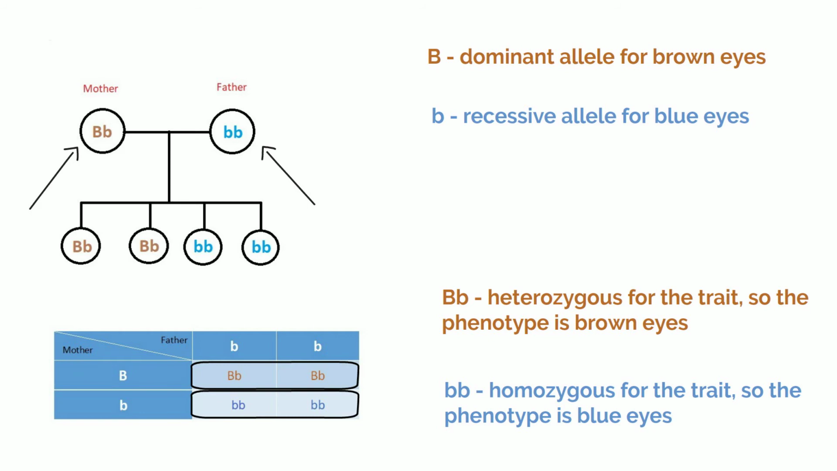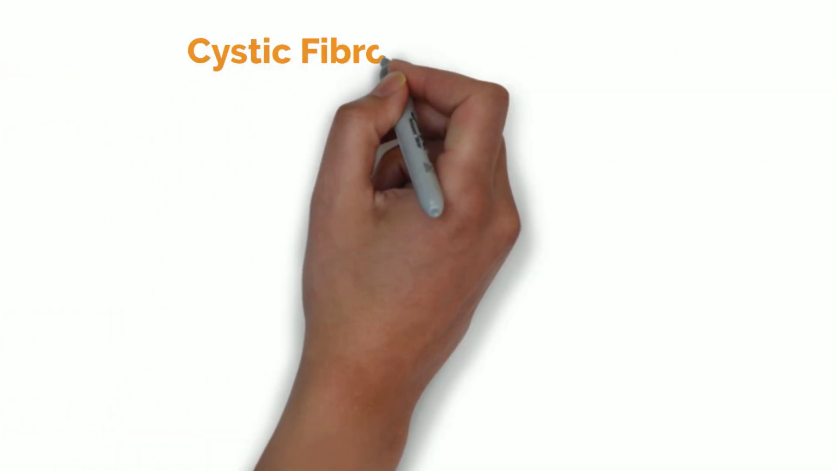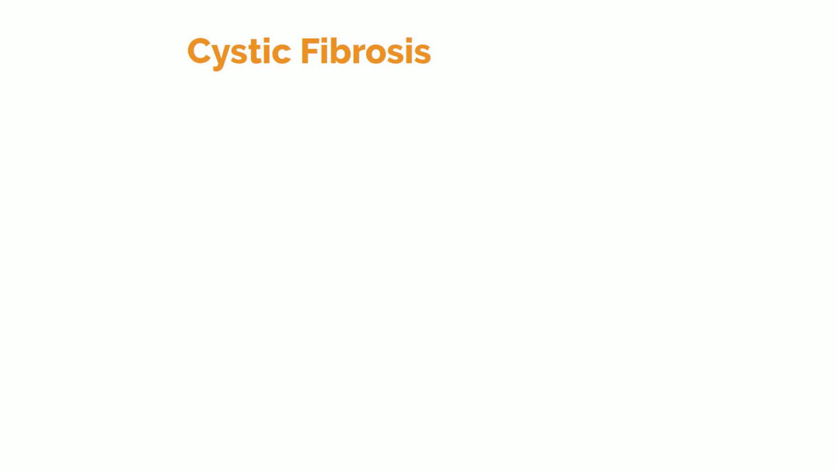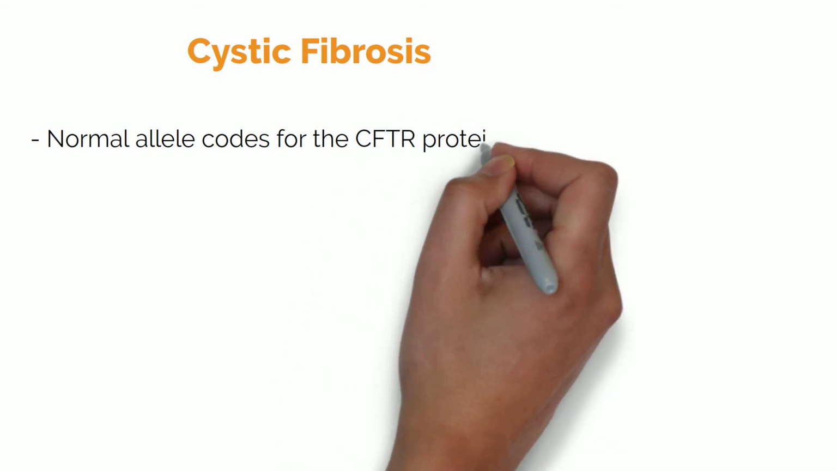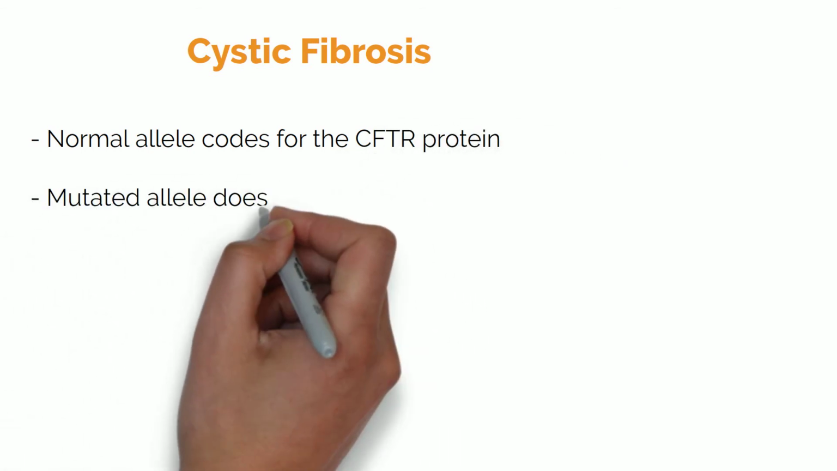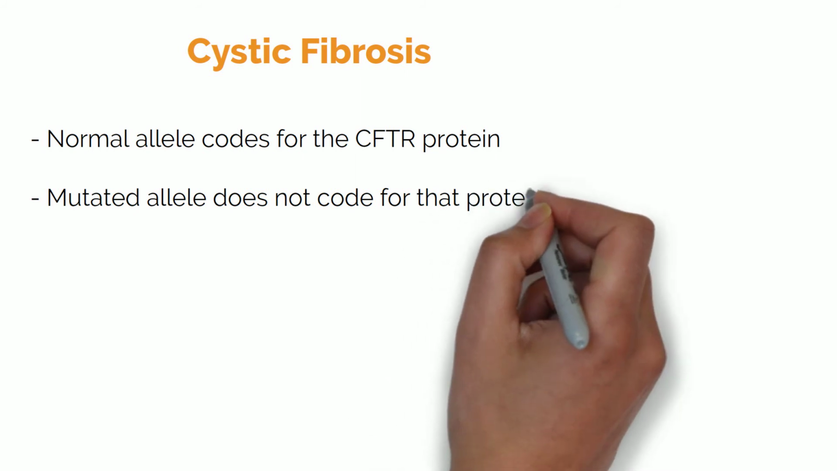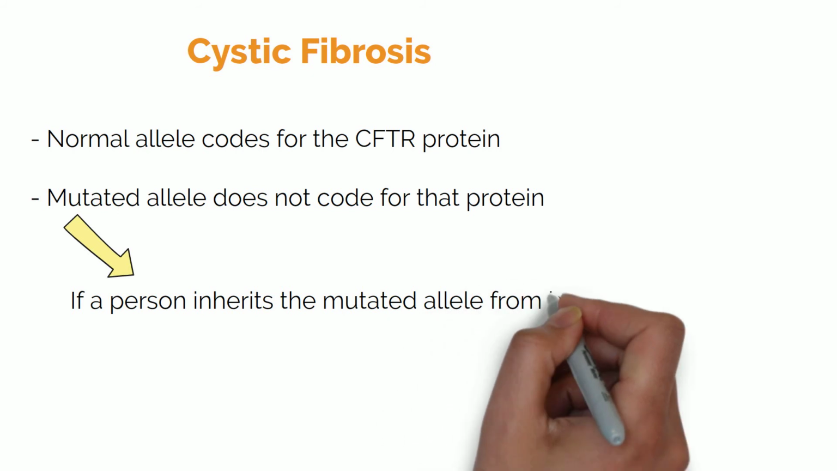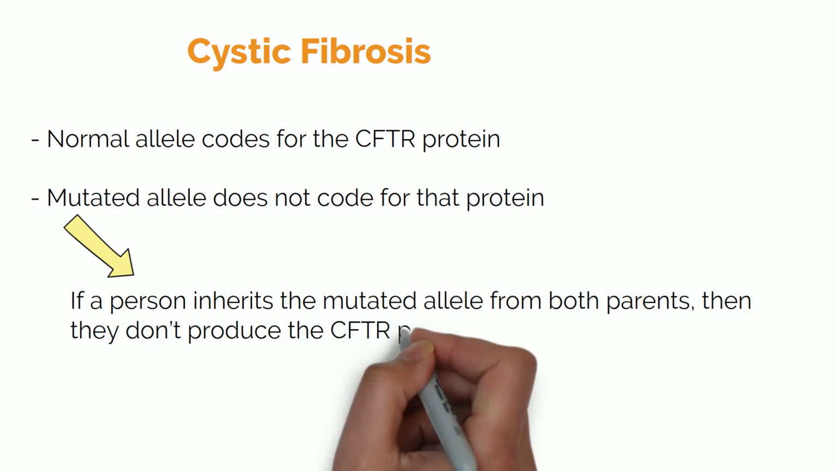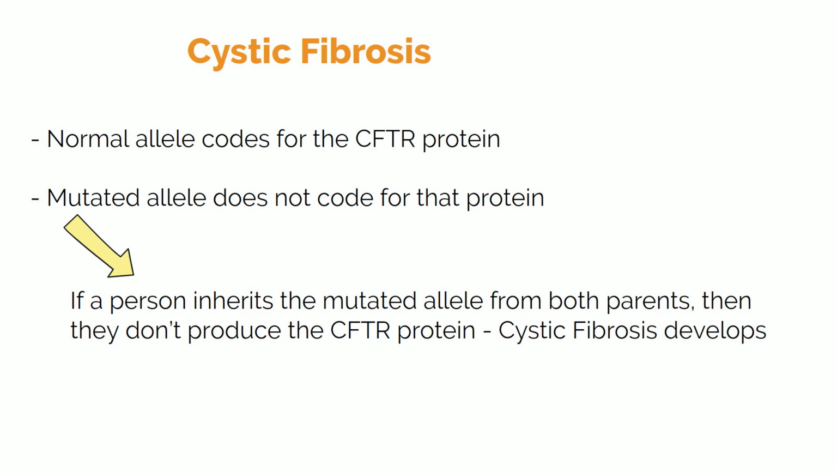Let's jump to some specific examples of how genetics is inherited by looking at some illnesses and health conditions. Let's start with cystic fibrosis. This disease follows the basic pattern of inheritance we just looked at for eye color. The normal allele codes for the CFTR protein, and the mutated allele does not code for that protein.